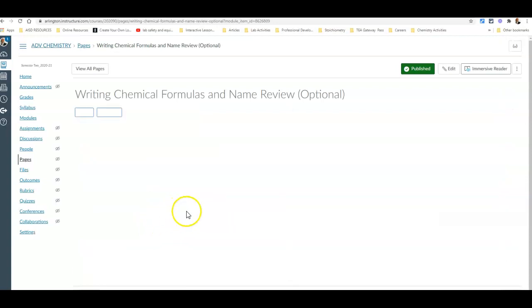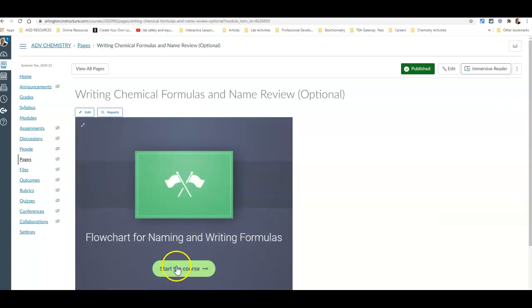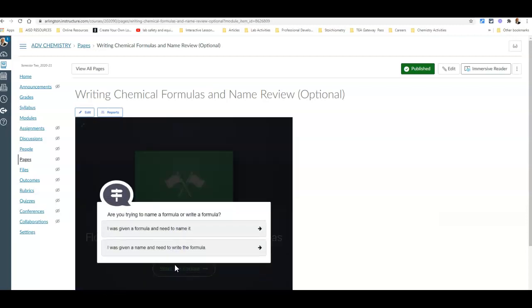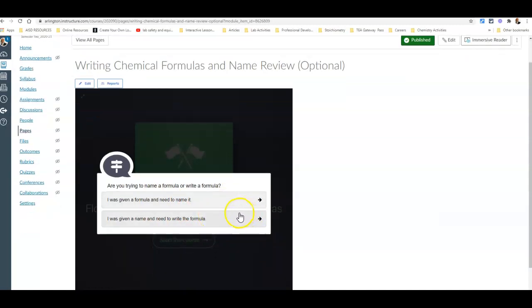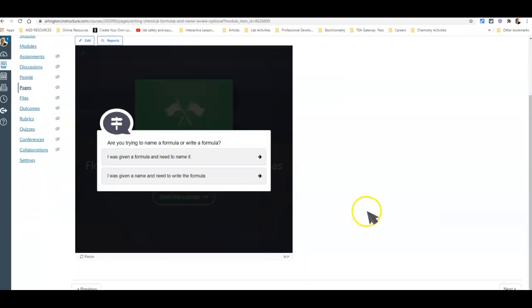Now on this writing chemical formulas, I made this optional in the sense that this goes over the naming and writing formulas, just in case you need to refresh your memory on how to write formulas from name. You can go through this, but you don't have to, and that's not going to be for a grade, but it will be very useful.